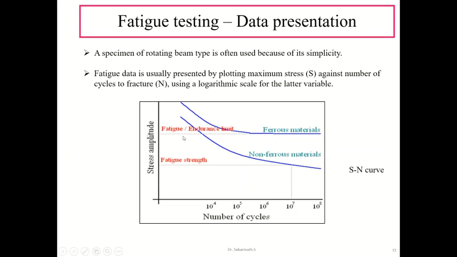The stress level below which the material will not fail by fatigue with the increase in number of cycles is known as the fatigue or endurance limit. So below this level, the fatigue failure will not take place with the increase in number of cycles.